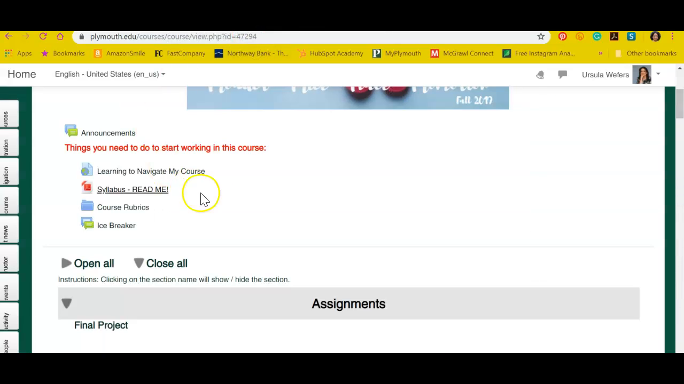So let's go back to our class. We went through the syllabus. Here are the class rubrics. How am I going to grade you? Icebreaker is basically an introduction, so make sure you complete that.